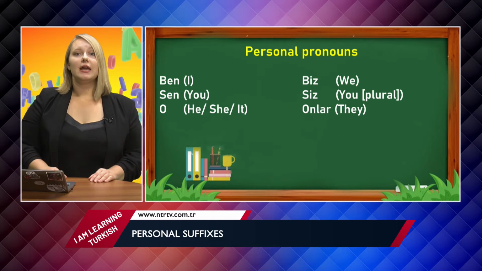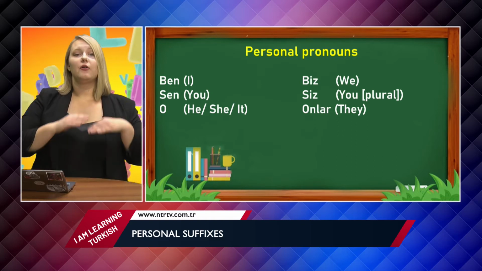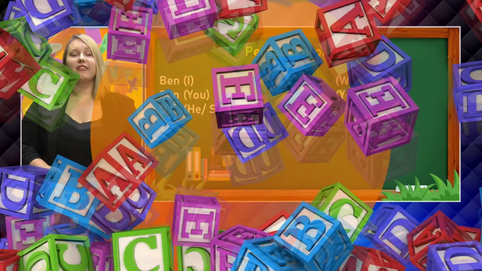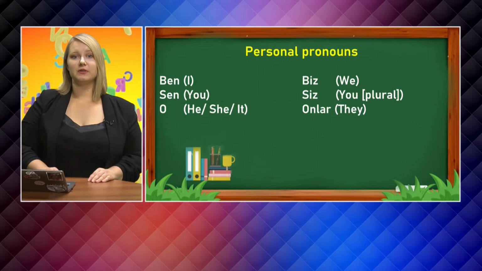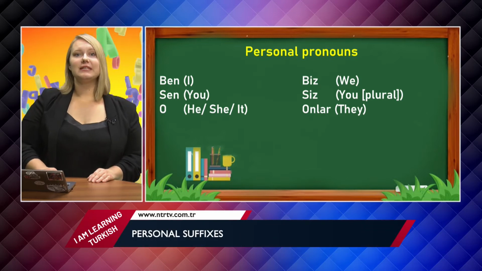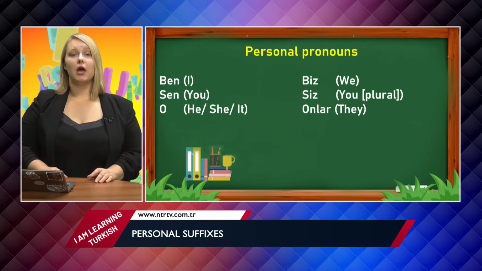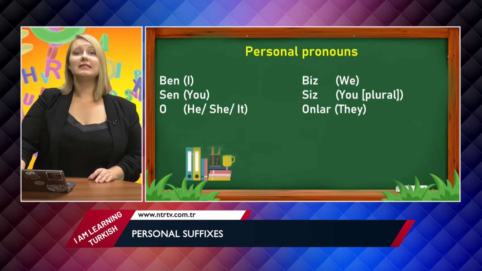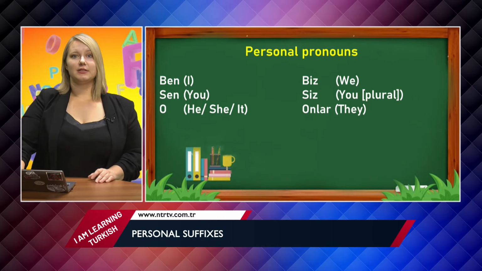O means he, she or it, because in Turkish there is no gender. Onlar means they. But can we just use personal pronouns to talk about other people? Can we say sen güçlü or biz güzel? Definitely not. If it were so, we wouldn't talk about it so long. So let's see how to really build a nominal sentence in Turkish.